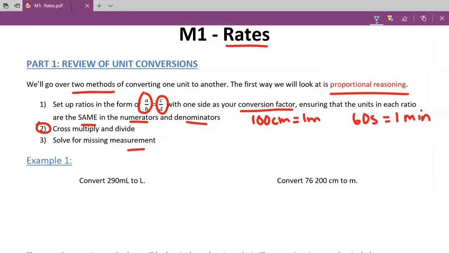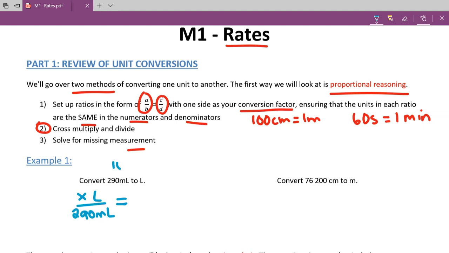I'm going to convert 290 milliliters into liters. So what I want to do is set up my fraction. I'm trying to get to liters. That's my goal. So I'm going to say X liters on the top, divided by 290 milliliters. How many liters are there per every 290 milliliters? I'm going to set that equal to something that's true. That's going to be our conversion factor.